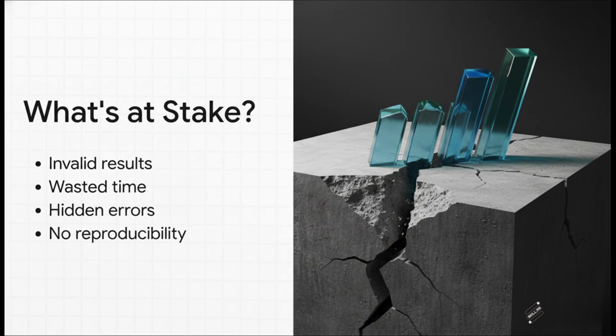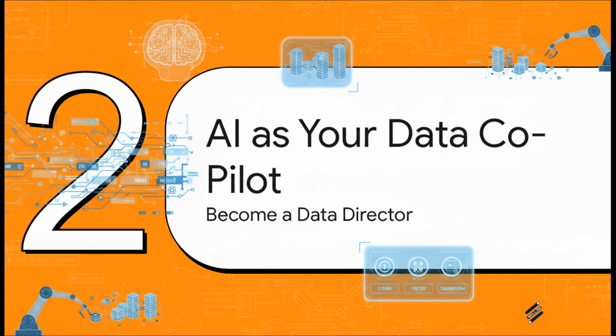And the stakes here are absolutely massive. Undetected errors lead straight to invalid analytical results. Your entire foundation is cracked. You're wasting valuable research time, and worse, if you aren't perfectly tracking every manual change you make, literally no one can reproduce your findings. And as we all know, if another data scientist can't reproduce your work, it simply isn't rigorous.